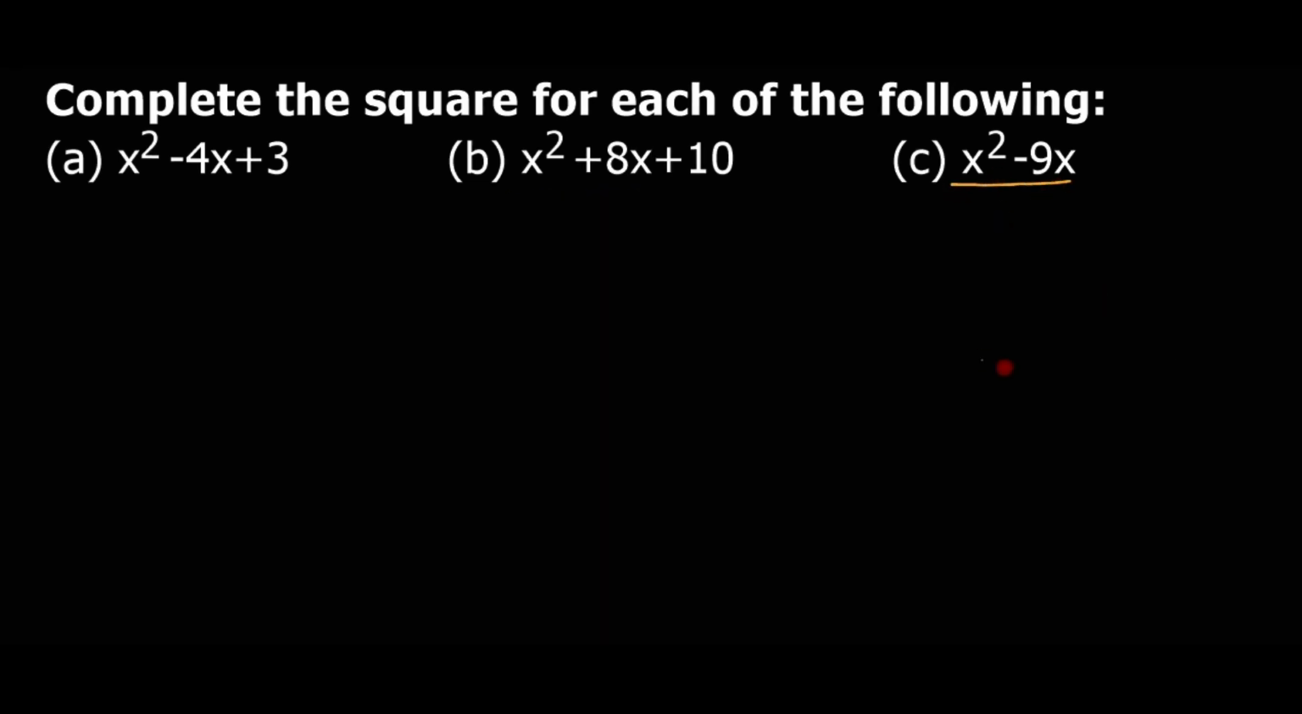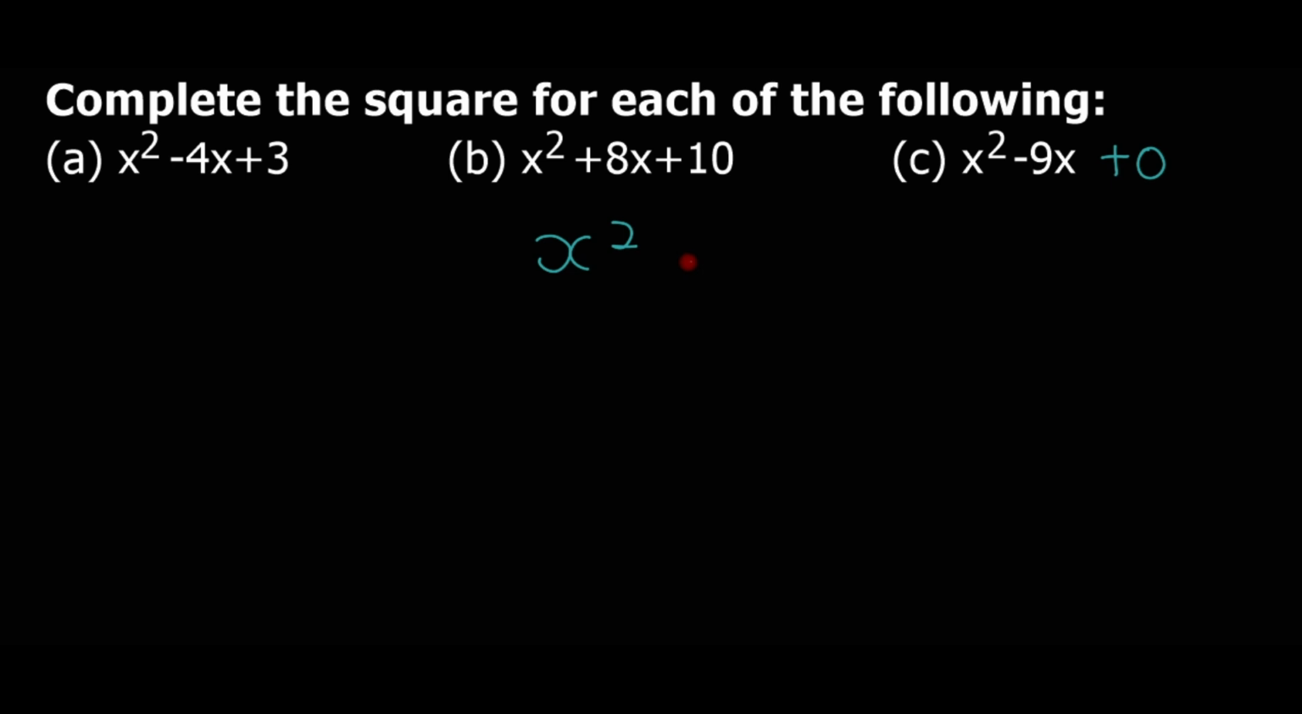This one also, you can already see that it is in the standard form of ax squared plus bx plus c, and then again you can see that the coefficient is 1. So we can start to complete the square. This one, we don't have c, so c is equal to 0. But we do the same thing.